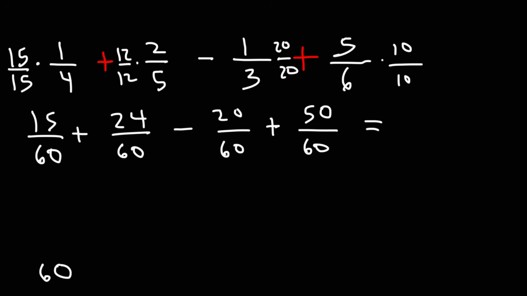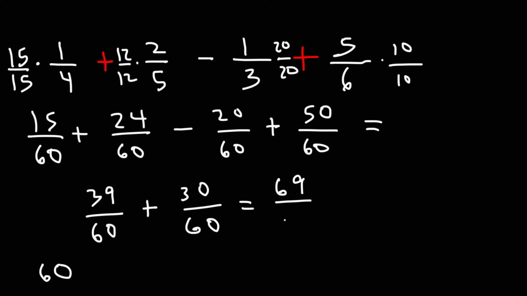So now what we need to do is add. So let's add this one at a time. 15 plus 24, that is 39. Negative 20 plus 50, or 50 minus 20, that's positive 30. 39 plus 30 is 69. So we get 69 over 60.